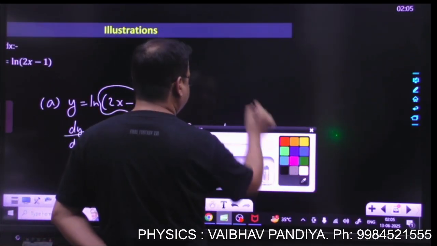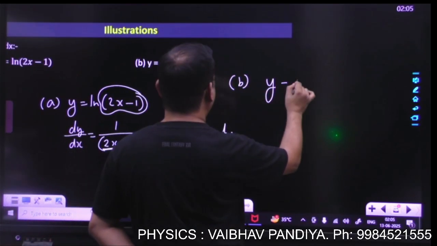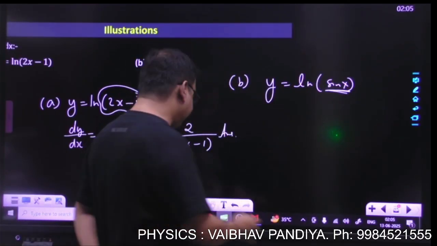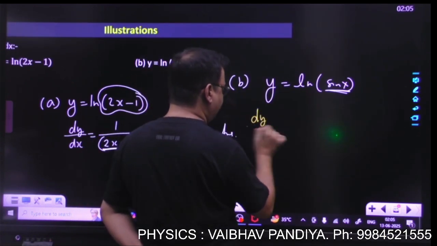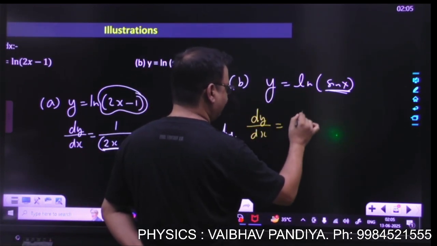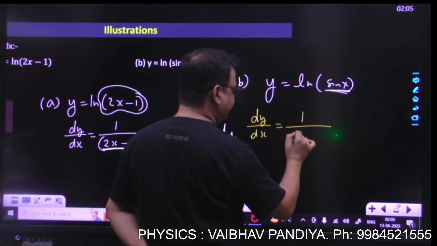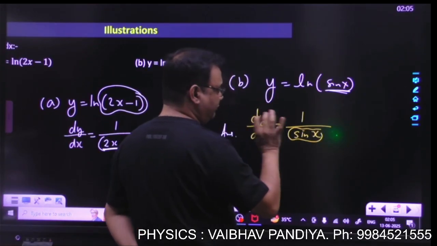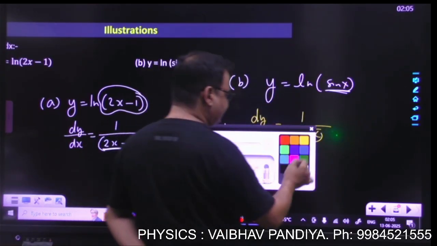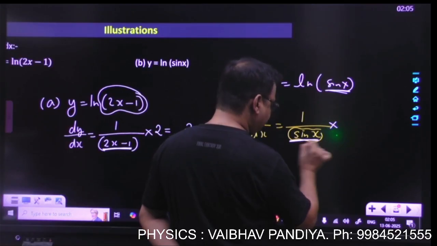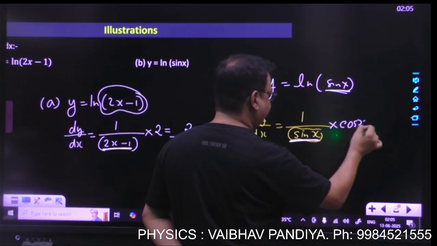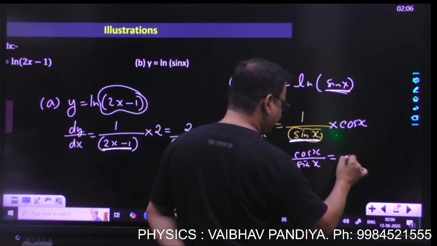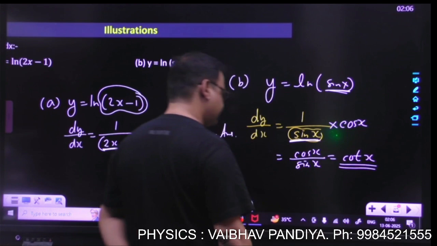Okay, now say part B. y is equal to ln sin x. So here sin x is the argument. dy by dx is, the derivative of ln is 1 by the argument of ln, that is sin x. Now we have to differentiate this thing. Had it been x, we would have stopped here. But this is not x, this is sin x. So we have to multiply with the derivative of sin x, that is cos x. So your answer is cos x by sin x, which can also be written as cot x. Got it?